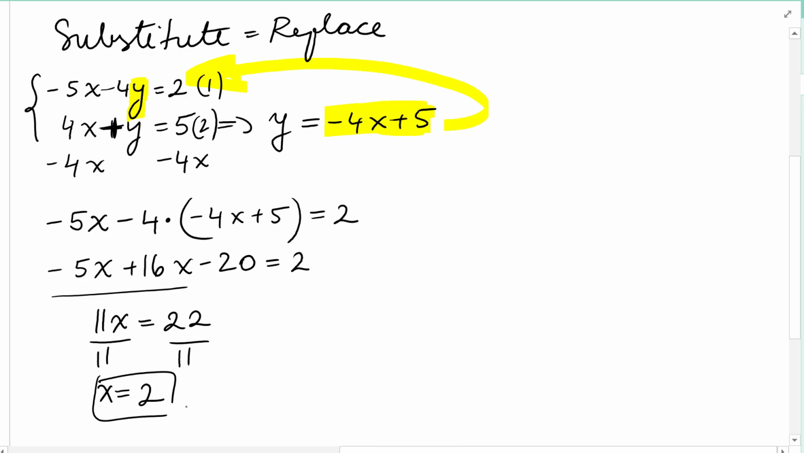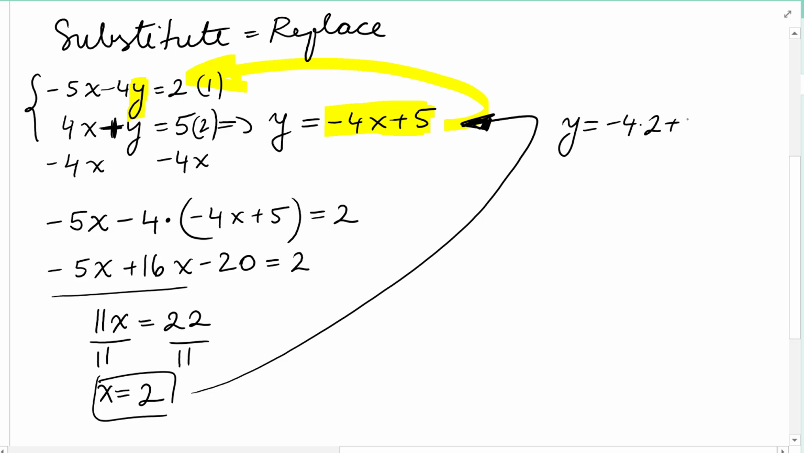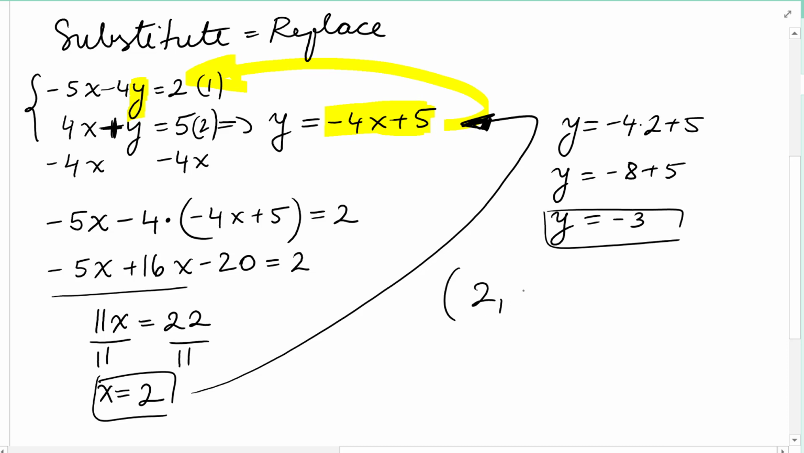Now we go with the x in this equation, and we say y equals negative 4 times 2 plus 5. So y equals negative 8 plus 5, order of operations with the multiplication first, and y equals negative 3. So the solution is the pair 2, negative 3. And you can replace x and y in both equations to see if you get something true.